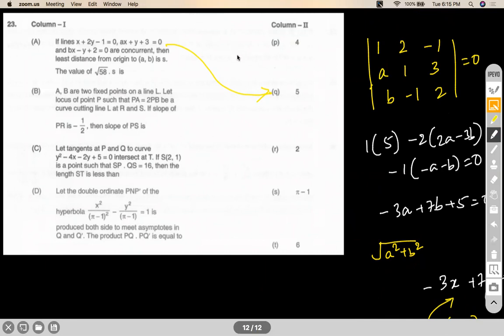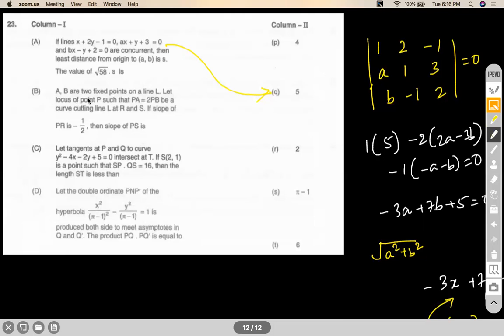Anybody who didn't do that? I think Pratham did not match it. Who else? Mostly everybody who answered matched A with Q.